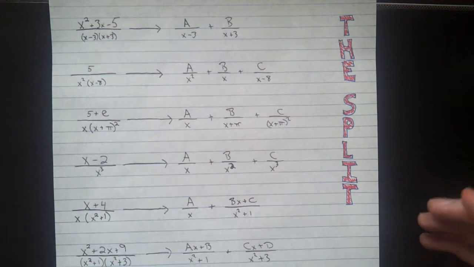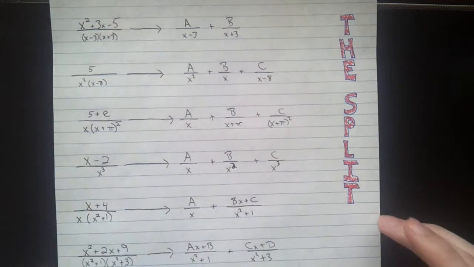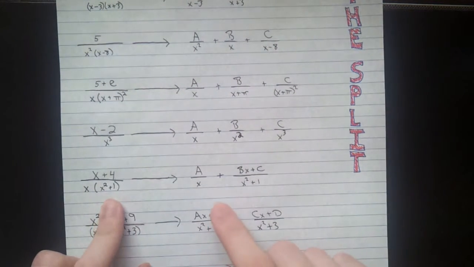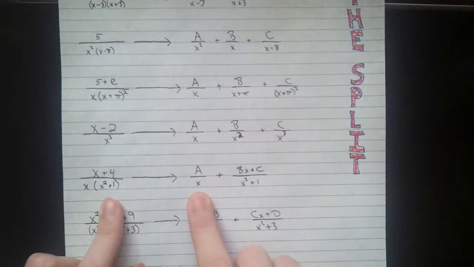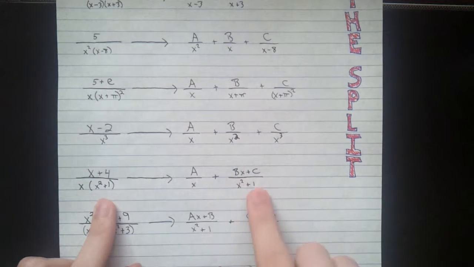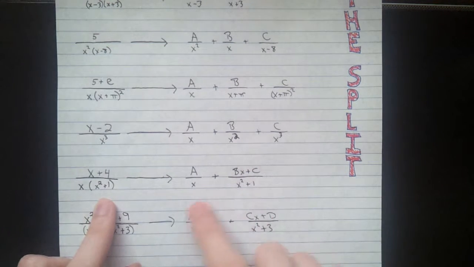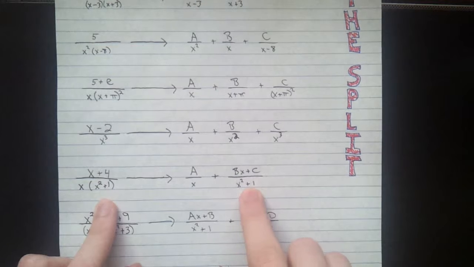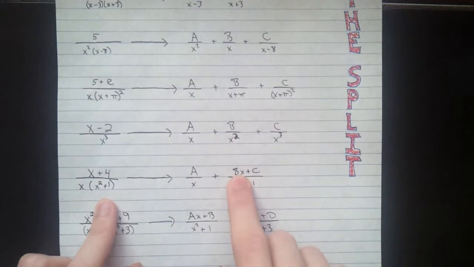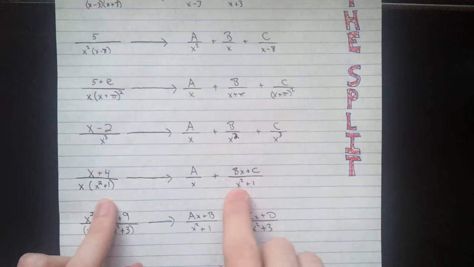Now, what if you have a denominator that can't be factored? Then it's a little bit different. Here we have x times x squared plus 1. And over here we have A over x plus Bx plus C over x squared plus 1. So you want to take the order of this term here and go one less and put it in a generic form. So we have an x squared here.